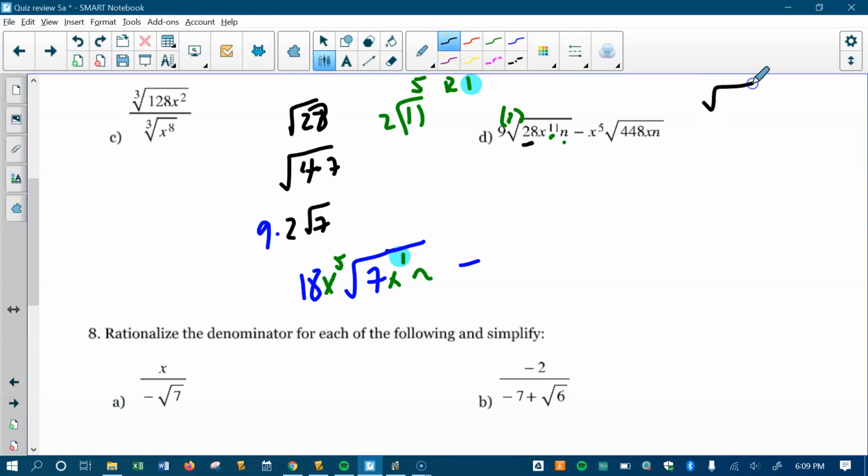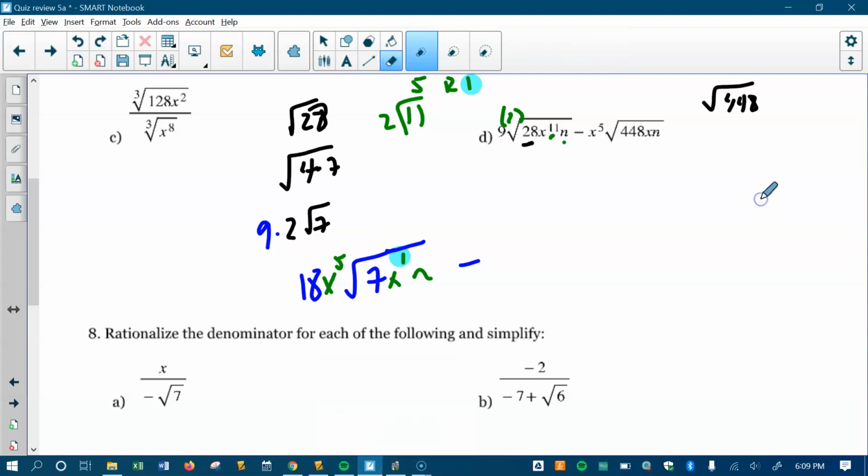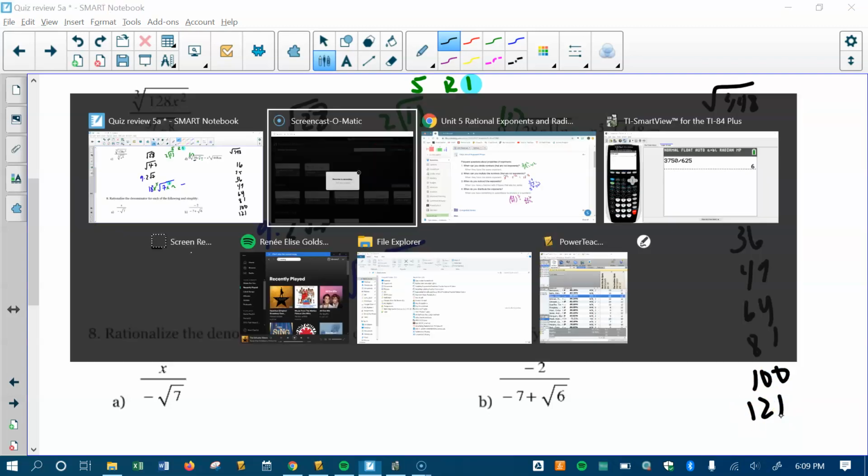Root 448. I'm looking for the biggest perfect square that goes into it. I actually don't know that one off the top of my head. Let me just use the calculator. To simplify root 448, I'm looking at numbers that are squared, like 16, 25, 36, 49, 64, 81, 100, something like that. So let's see what 448 is divisible by.